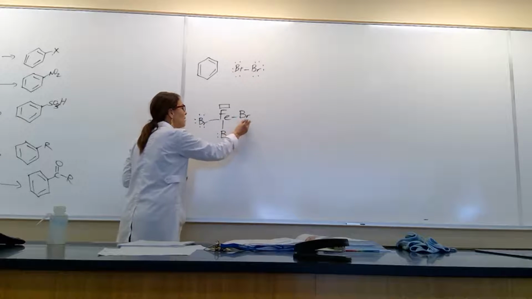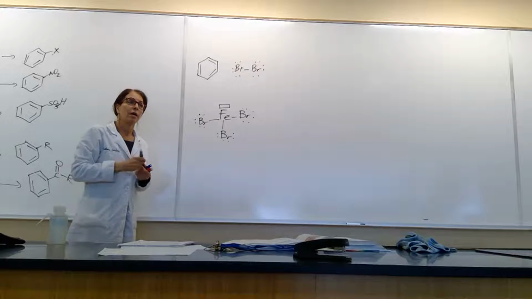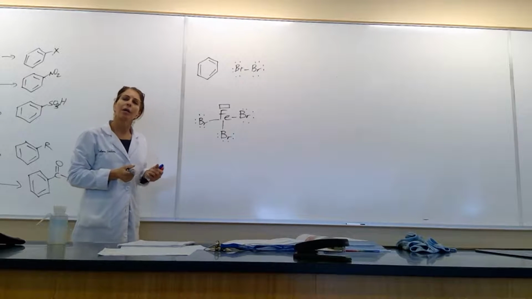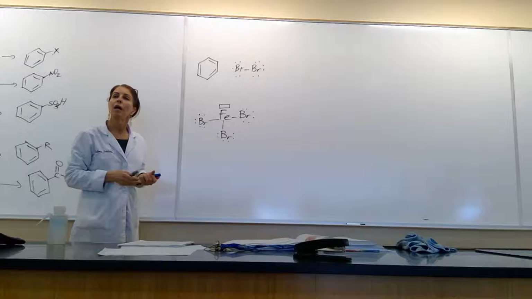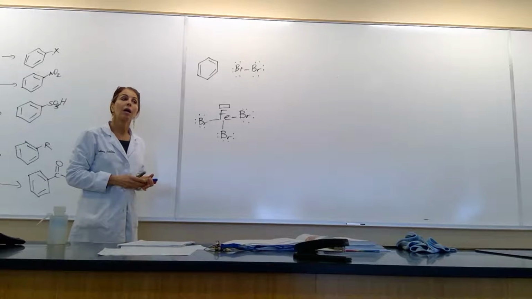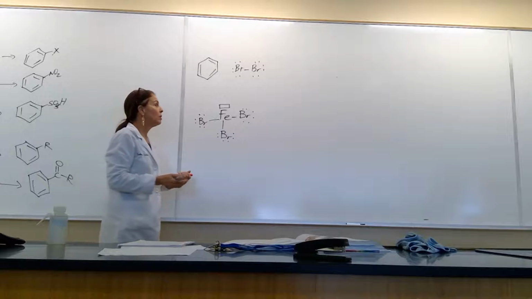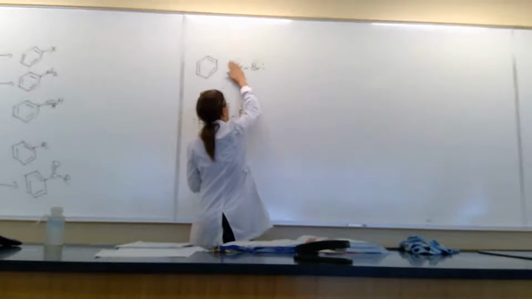And you notice what I did. What did I put here? What did I put again? Empty orbital. So it's to show what? It's gonna accept the electron. It is what? Lewis acid. Lewis acid. Okay, so now I bring Br2 here.